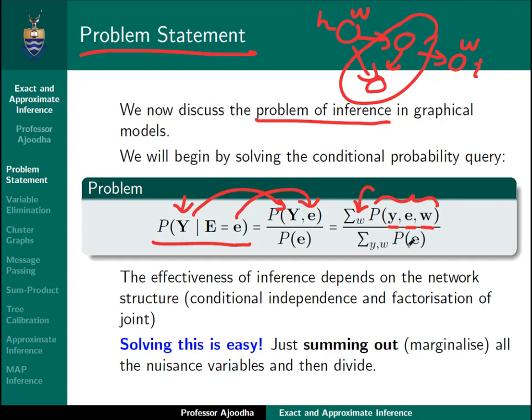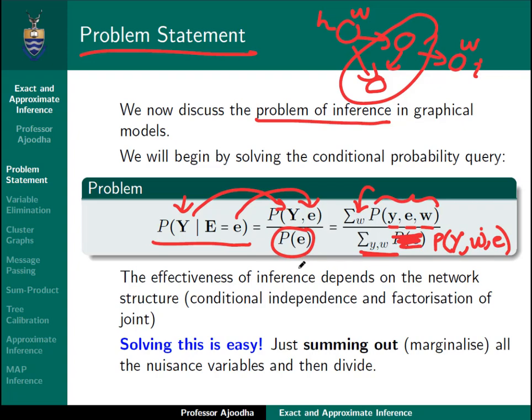Okay. And then similarly, for the evidence, in order to compute this bottom part here, we need to compute the probability of y as well as w. So it's a joint of everything again, but this time we're summing over y and w. So we're trying to eliminate y, we're trying to eliminate w so that we can get this P of E.